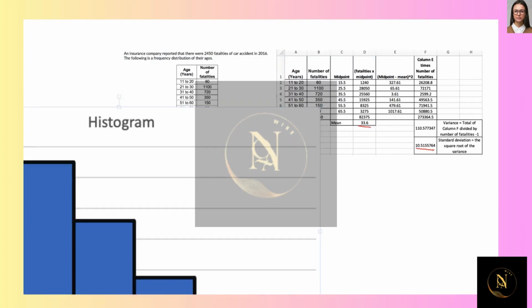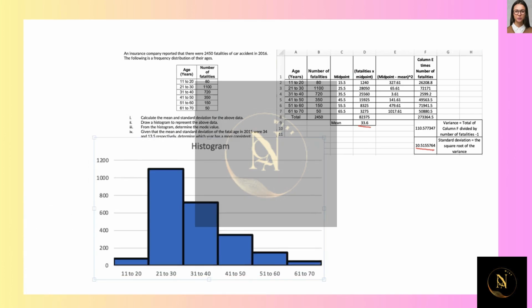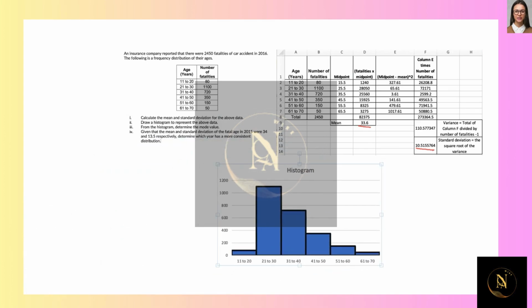So to get your histogram, what you're just doing is you're making your histogram based off of your frequency numbers. So ages 11 to 20, there's 80. Ages 21 to 30, there's 1100, and then so on and so forth. So the mode class would be 21 to 30, obviously. You can tell too by the table.